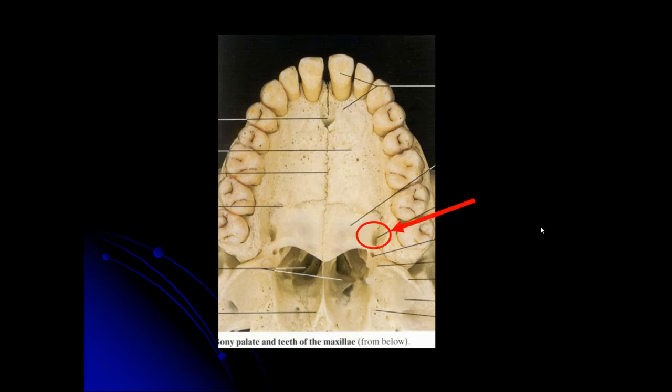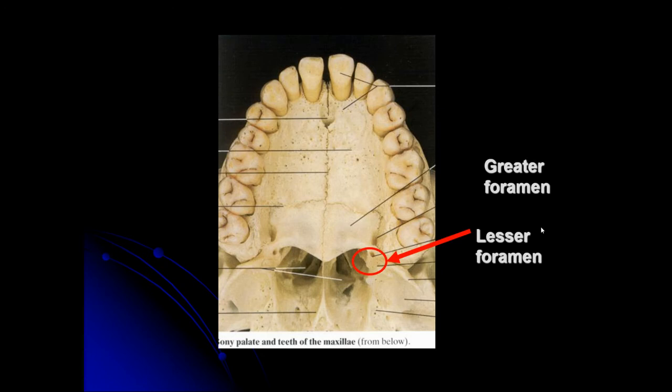If you look on either side of this, what you're going to see are holes. Most people have two, but sometimes there are three holes here. There's a big one and either one or two small ones. The big one is called the greater foramen. The one or two small ones are called lesser foramen.